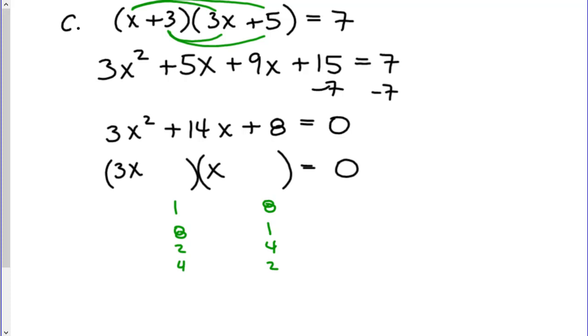Well, if I try 1 and 8, then this would be 3x times 8 is 24, and x times 1 is 1, so that's not going to work.